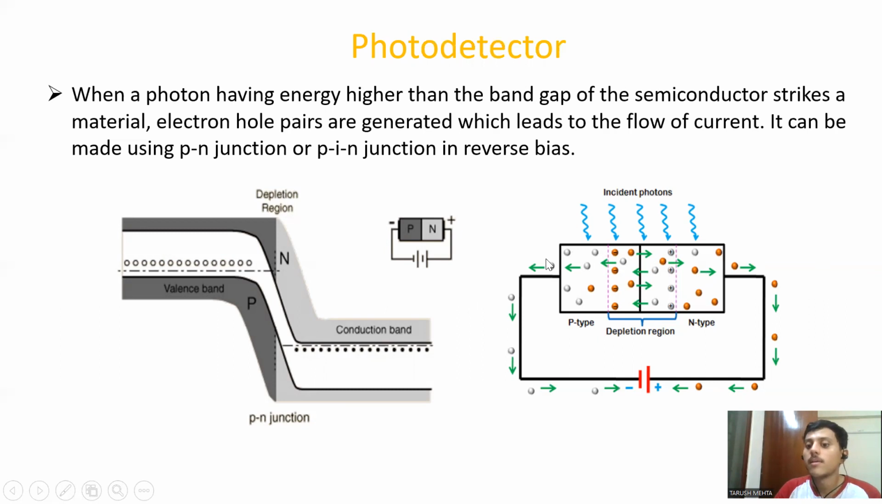So the electrons get attracted towards the positive terminal of the battery, and the holes get attracted towards the negative terminal of the battery, thus making the current flow.